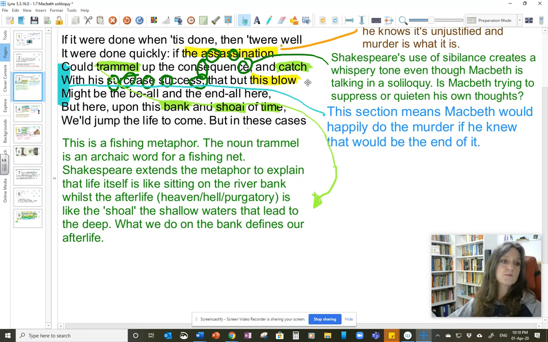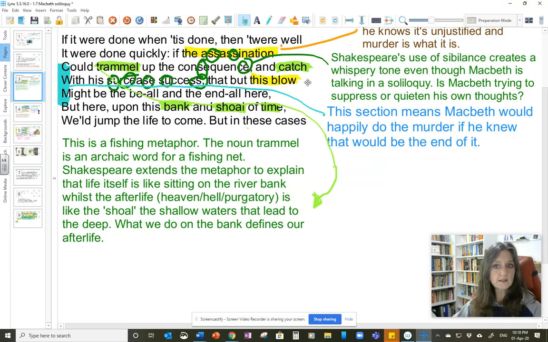So this is how Macbeth starts off. If it were done when 'tis done, then 'twere well it were done quickly. If the assassination could trammel up the consequence and catch with his success, that but this blow might be the be-all and the end-all here. But here, upon this bank and shoal of time, we'll jump the life to come.